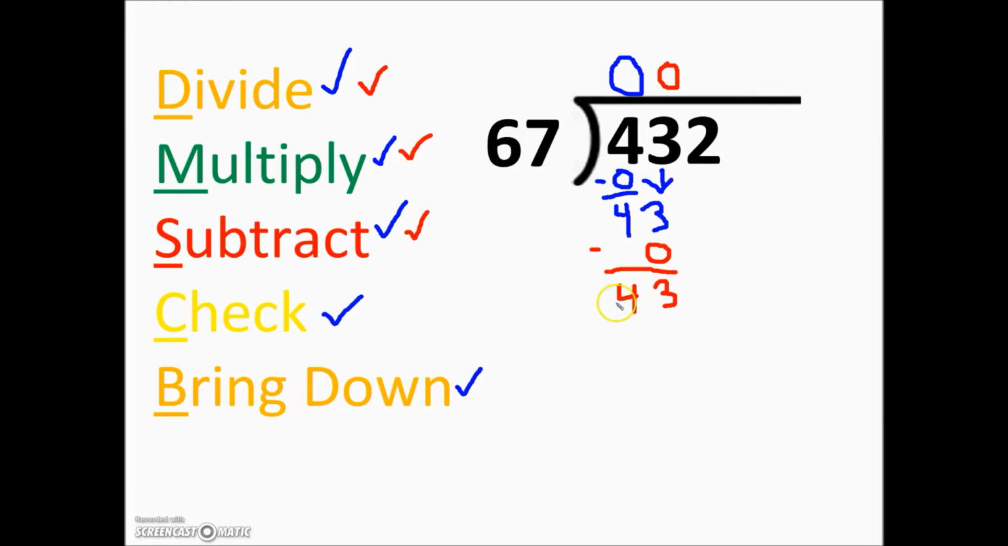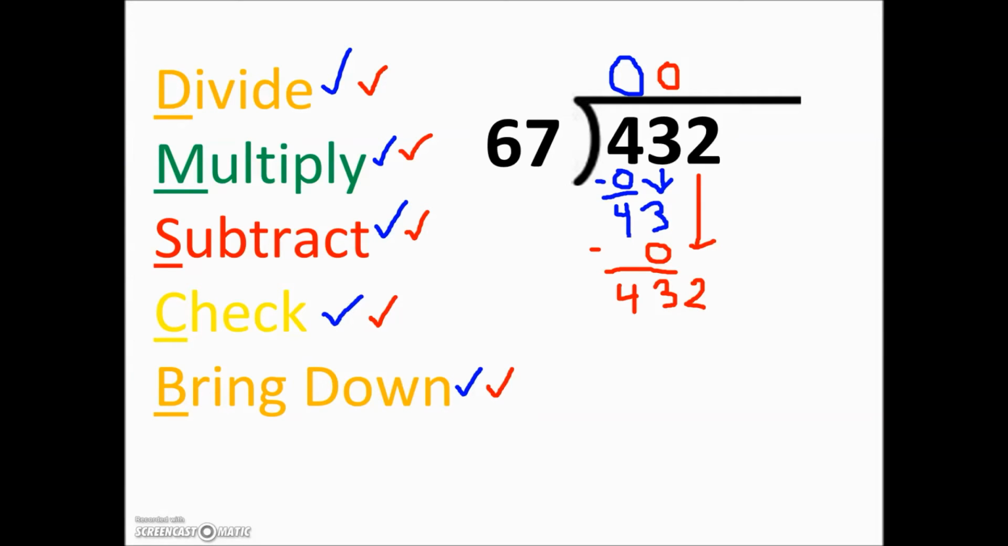And then I check that. Is 43 less than 67? Yes, it is. And then I bring down the 2. Then I get 432. And I go back up to my divide step. If I'm able to bring something down, then that means I have to keep going.